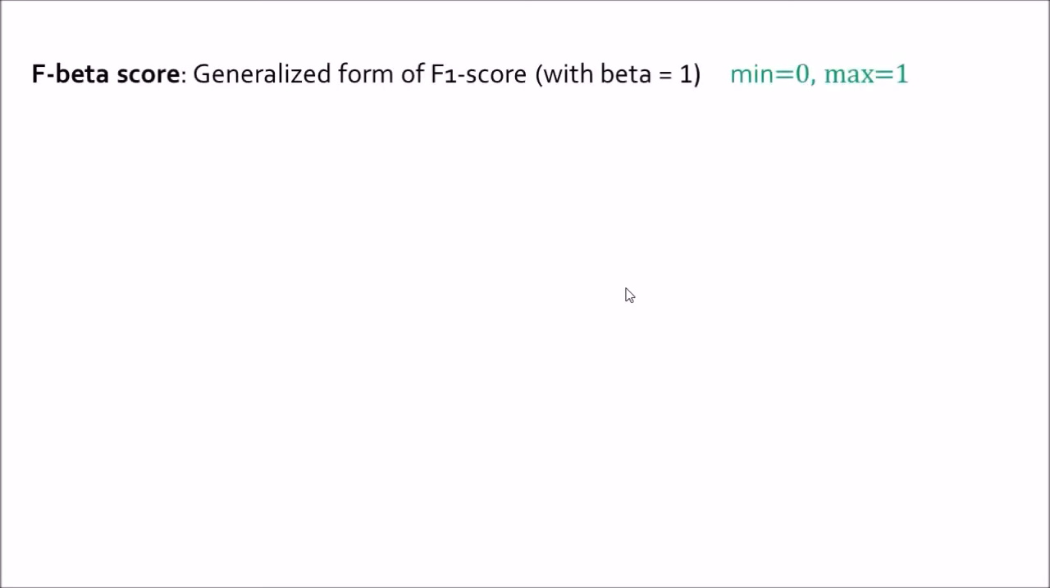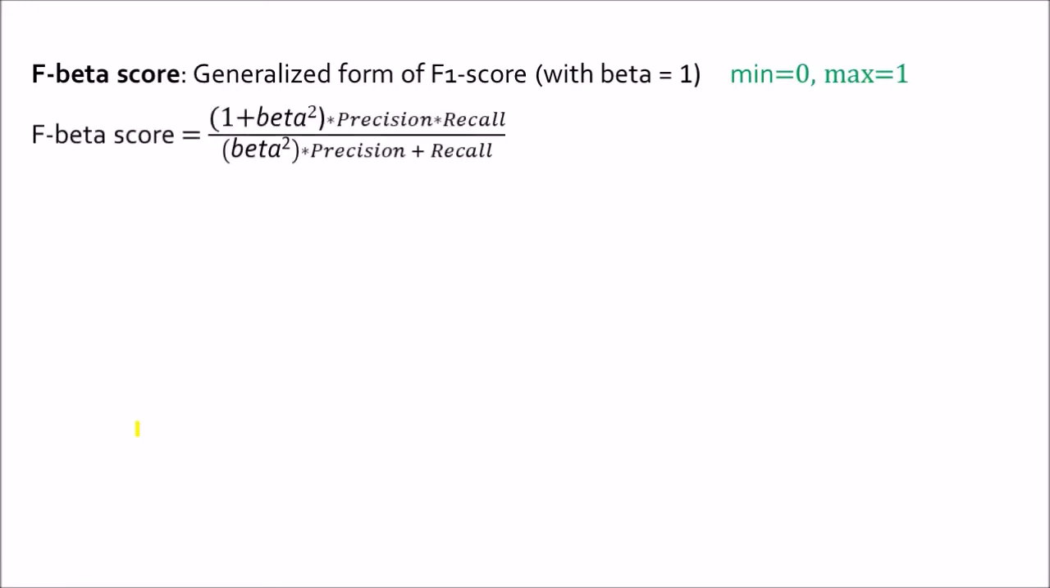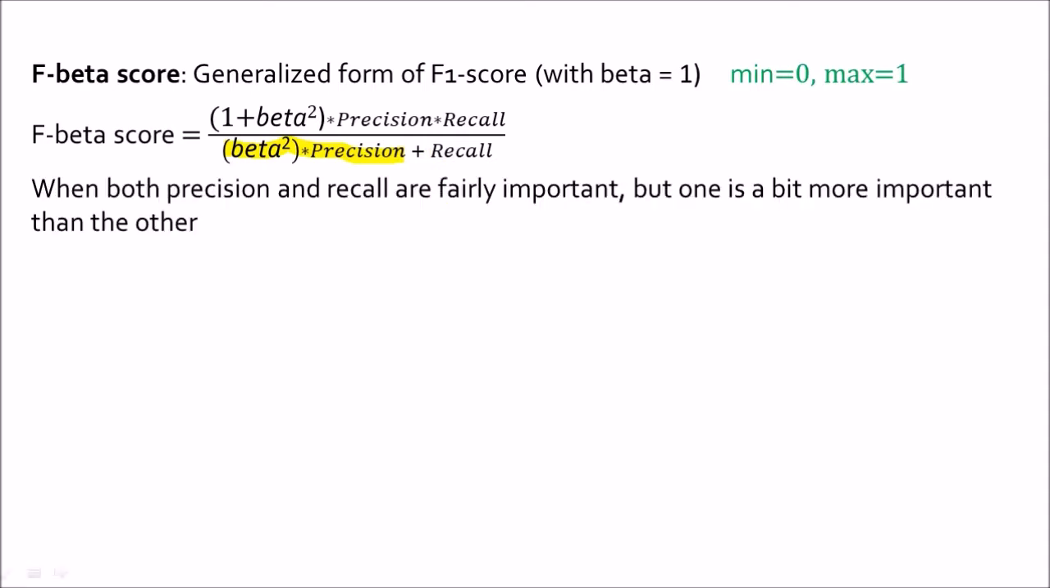Now, F beta score is a generalized form of F1 score, with beta equal to 1. If you look at the formula, it is (1 plus beta squared) times precision times recall, divided by (beta squared times precision plus recall). One thing to notice is that this beta squared term is only multiplied with the precision term here, and recall is independent of that. F beta score is important when both precision and recall are fairly important, but one is just a little bit more important than the other.